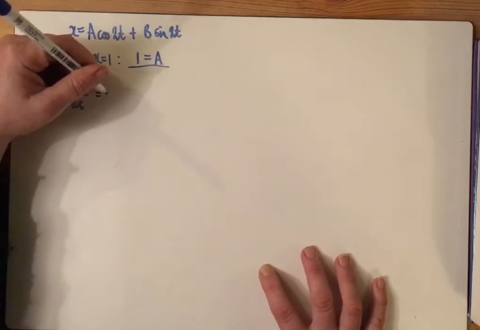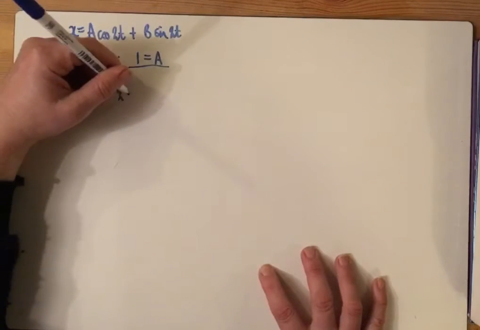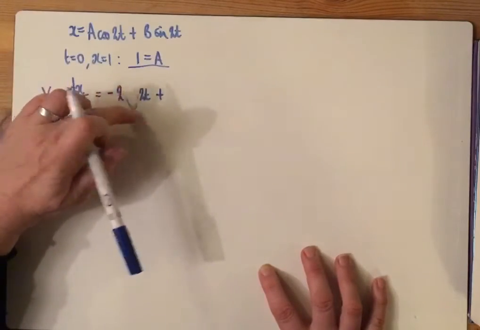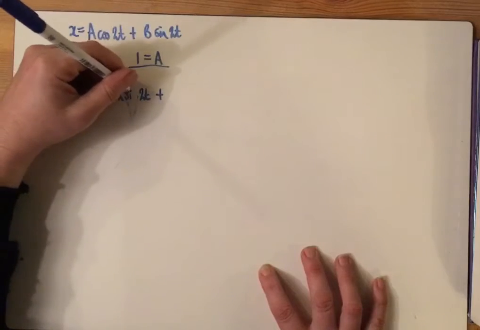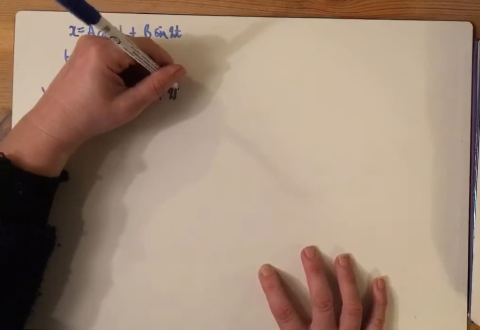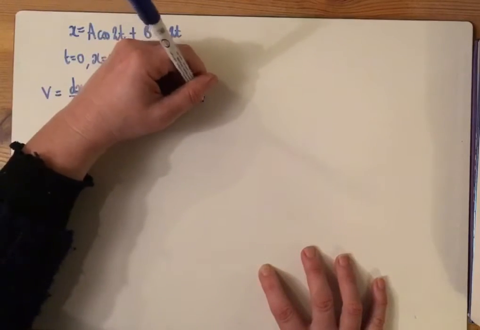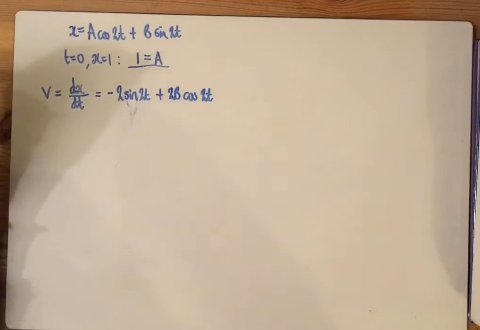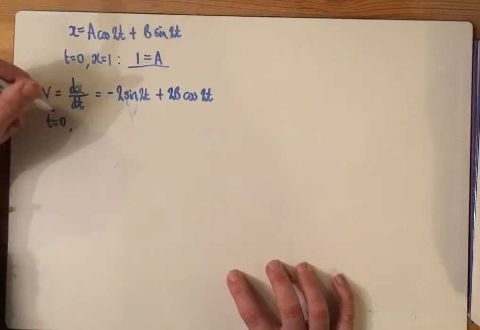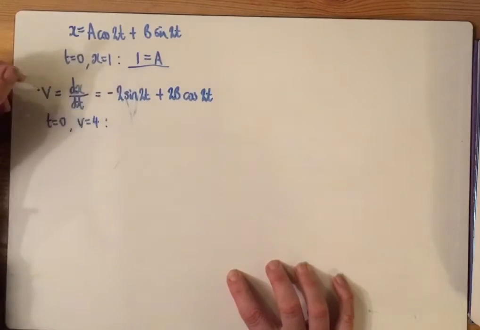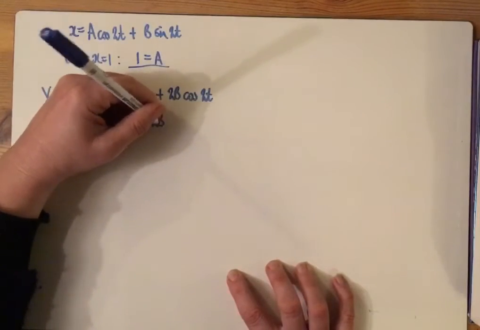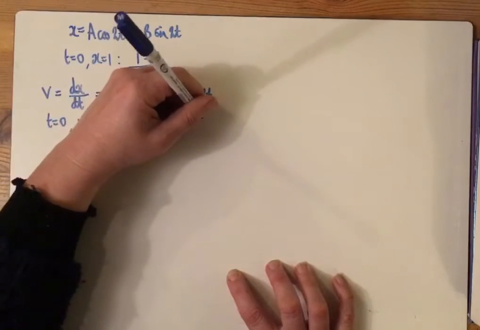So I get minus 2a, but a is 1. So minus 2 cos 2t plus, oops, sorry, that's meant to be a sine. Minus 2 sin 2t even, so I'm differentiating this, plus 2b cos 2t. And when t equals 0, v is equal to 4. So 4 is equal to 2b, and so b is equal to 2.